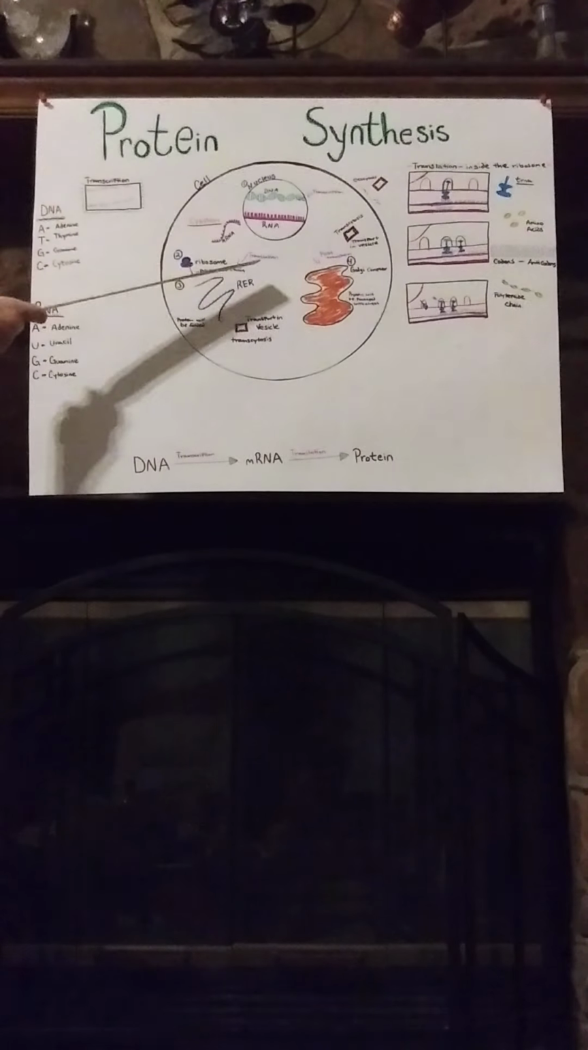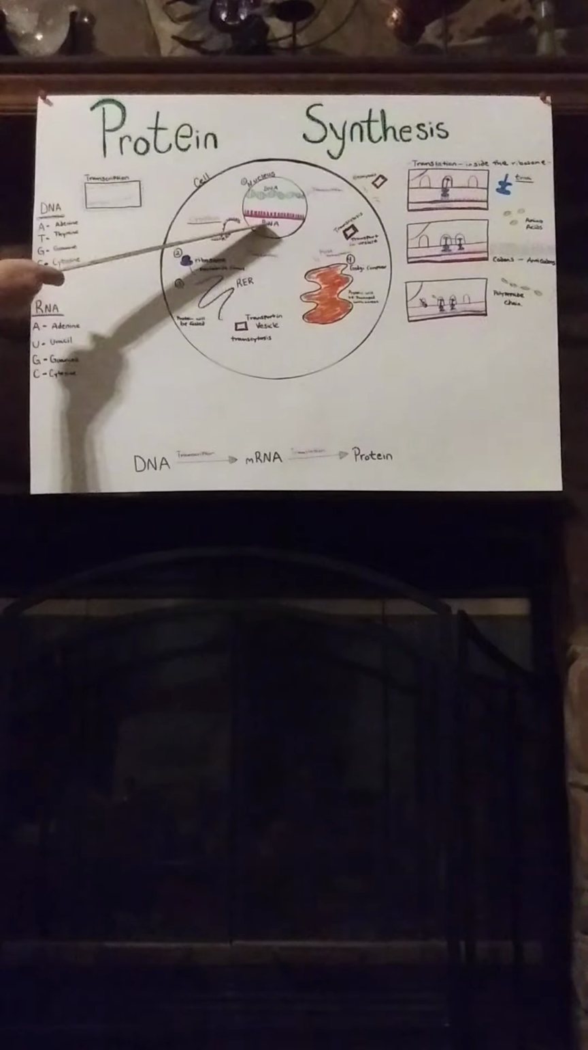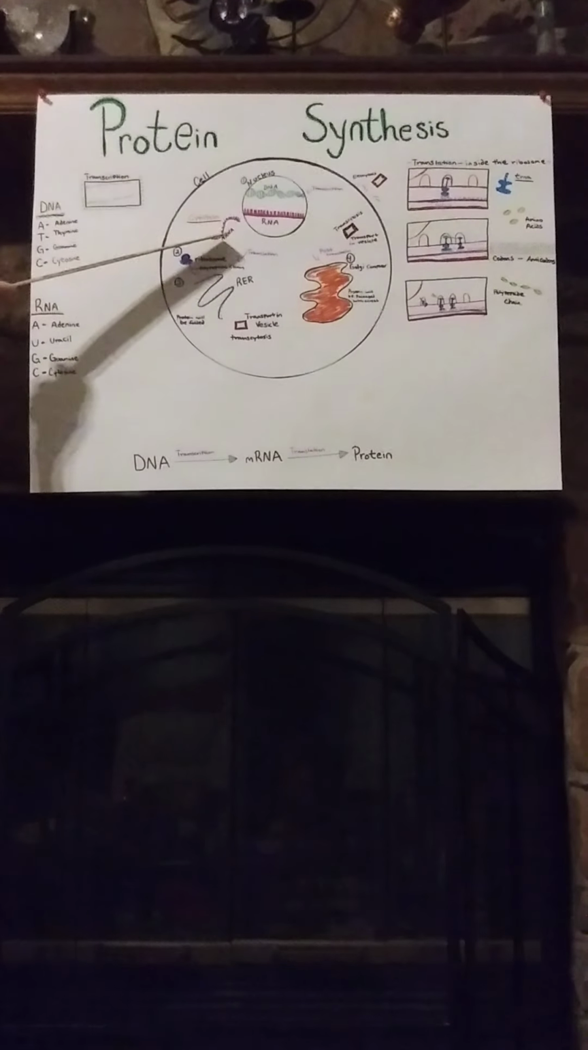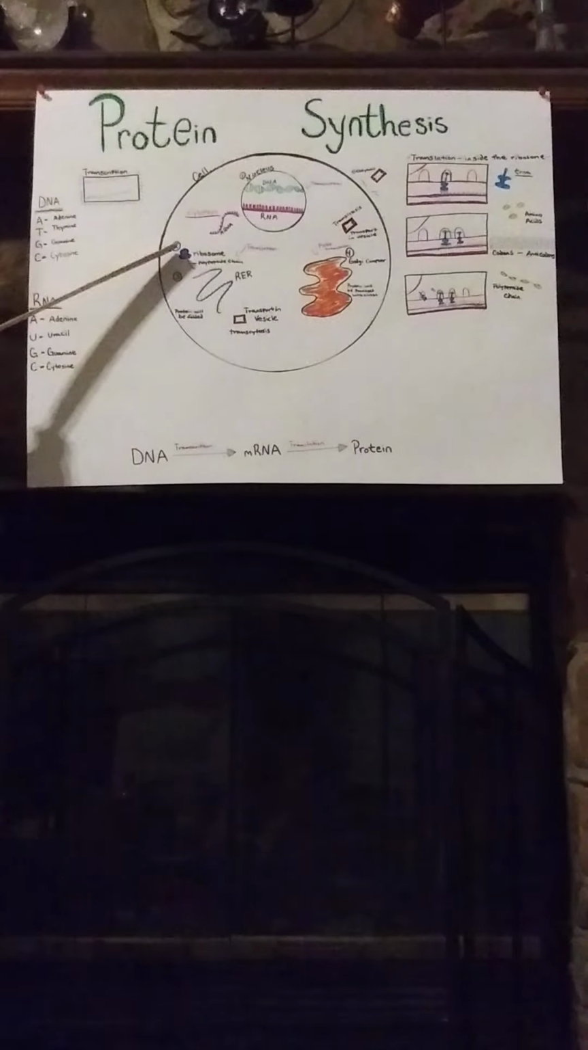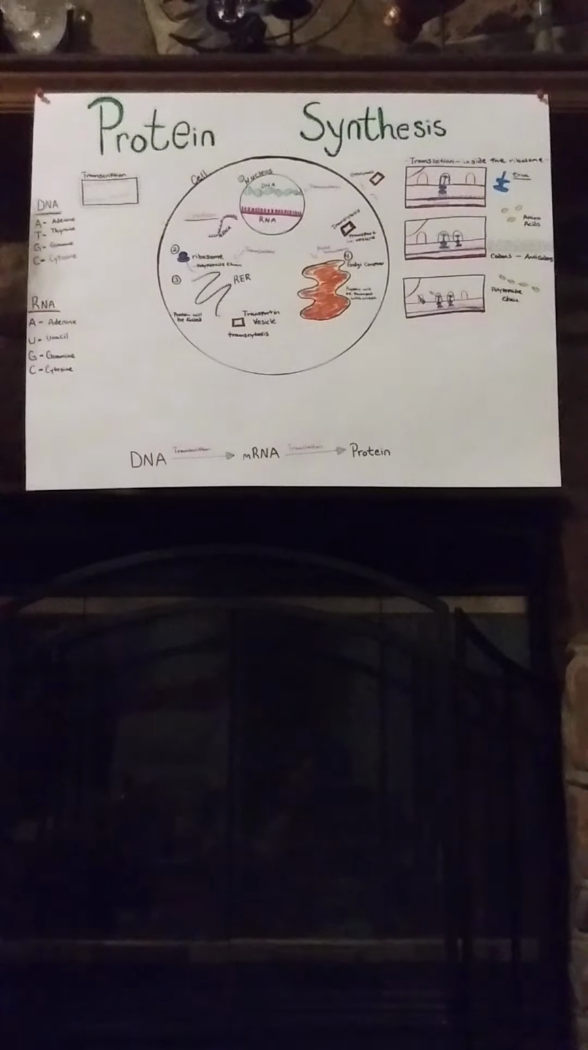So the RNA is going to make a copy of the DNA, and it's going to come outside of the nucleus into the cytoplasm and become mRNA, which is the messenger RNA. And it's going to go down to the second organelle, which is a ribosome. And that's where translation is going to happen inside the ribosome.